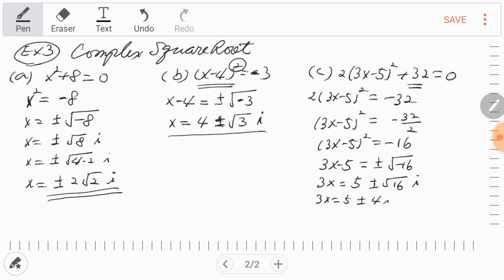Okay, we are looking for the x value. So we gotta divide each side of the equation by 3, get rid of this coefficient of x. So x equals what? 5 over 3 plus or minus 4 over 3 i. So there are two solutions, one is plus and one is minus.